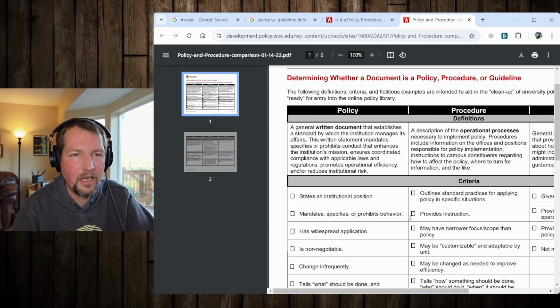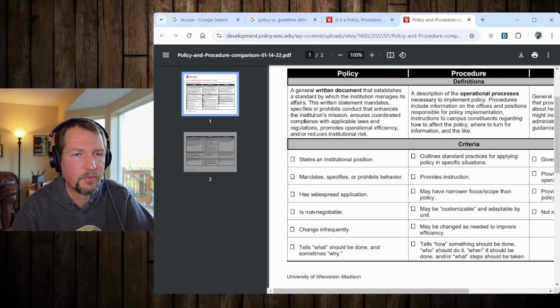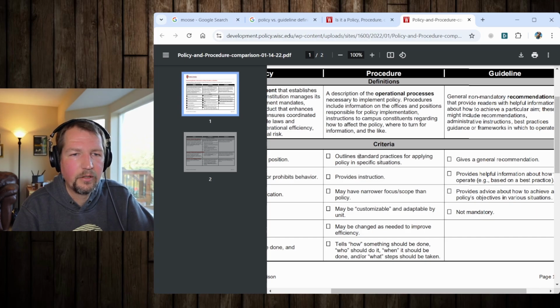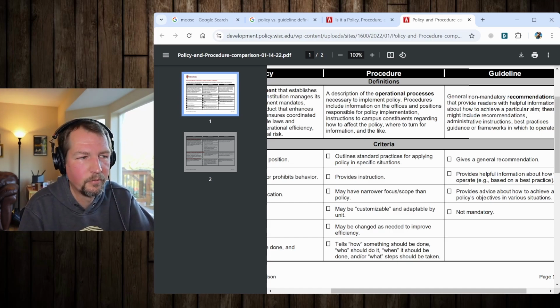Let's look at this table, okay? Because they have some interesting examples. Policy column. Okay, we've already talked about what a policy is. States an institutional position, mandates, specifies, or prohibits. Has widespread application, is non-negotiable. Mandatory. Changes infrequently. Tells what should be done and sometimes why. Okay, that's good. Then they have the procedure, outlines standard practices for applying policy in specific situations. So a procedure document or set of instructions, these will be very good for an employee or a manager.